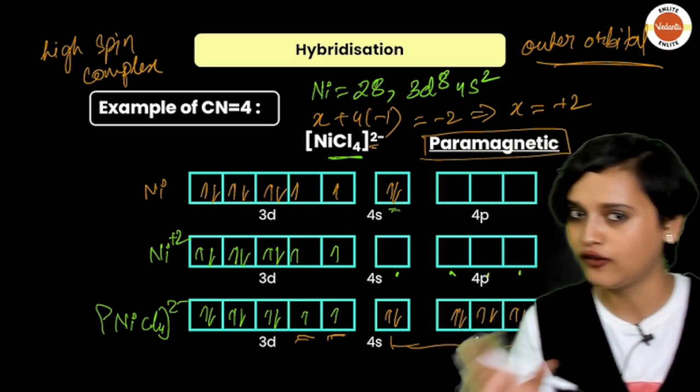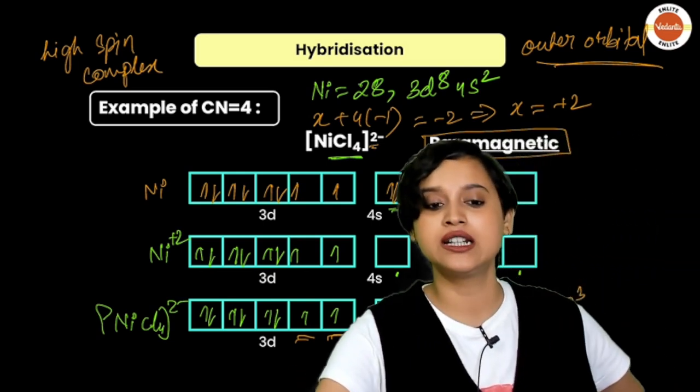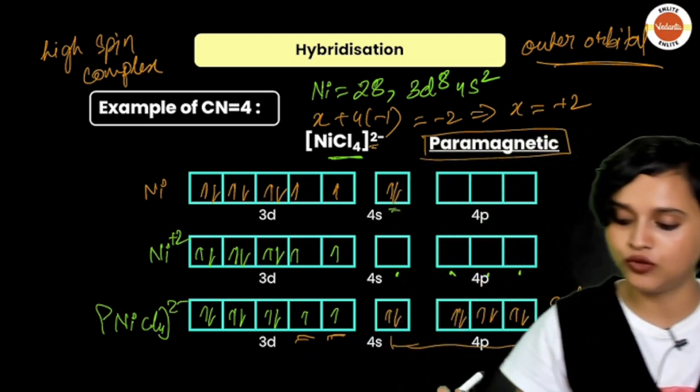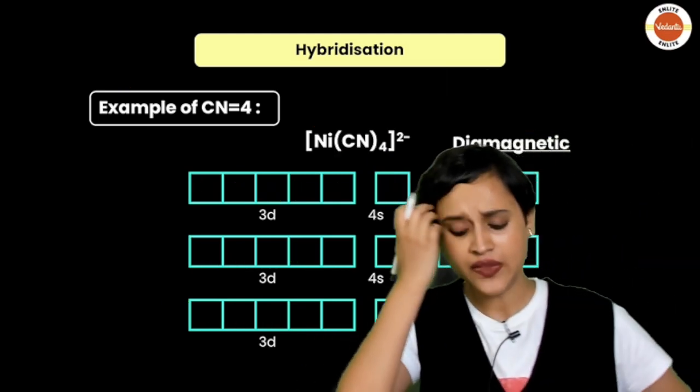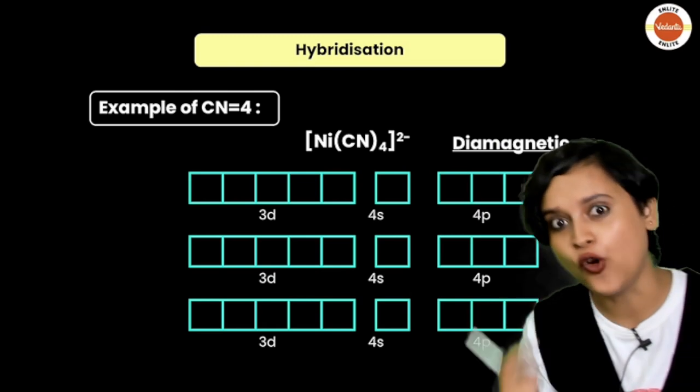Makes sense, everybody? Foolproof story. Everybody got it? Clear hai? Cool. Chalo, moving on. Now we have Ni(CN)4 2-.